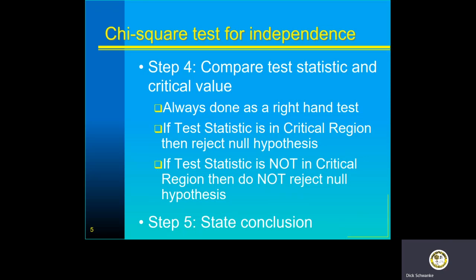And then, again, like always, if the test statistic is not in the critical region, we do not reject the null. Not in the critical region, not reject the null. And we're going to state our conclusion, which has to do with whether we accept or, I'm sorry, we never accept, whether we reject or fail to reject the null hypothesis that the two variables were independent.